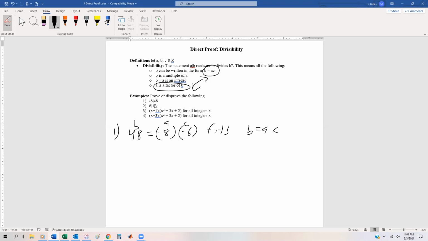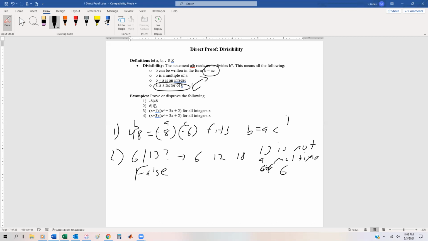Now, number two, 6 divides 13. Well, that's not true because, first of all, we could divide it and it wouldn't be equal to an integer. But another easy way is just to show the multiples of A. So multiples of 6: 6, 12, 18, and clearly 13 is not a multiple of 6. So this is false, and the previous one is true.